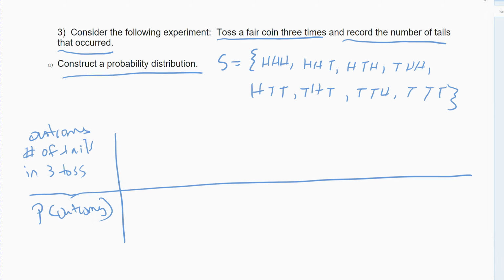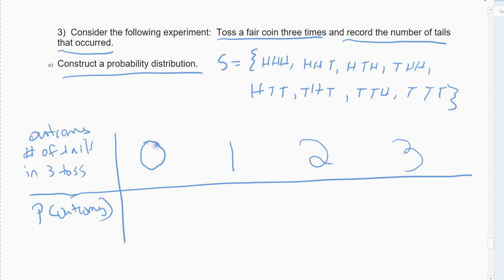Well, I could get no tails, which implies all 3 came out heads, right? 0 tails. I could get 1 tail, right? 1 tail and 2 heads. 2 tails. Or all 3 tosses can come out tails, right? Those are the outcomes. And buried in them is the heads cases, right?